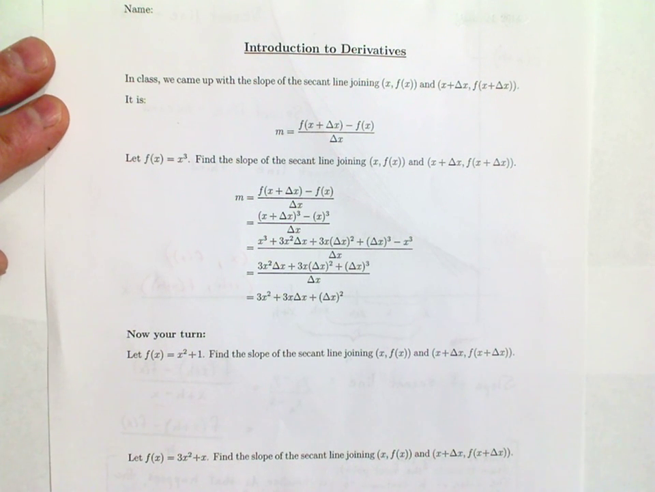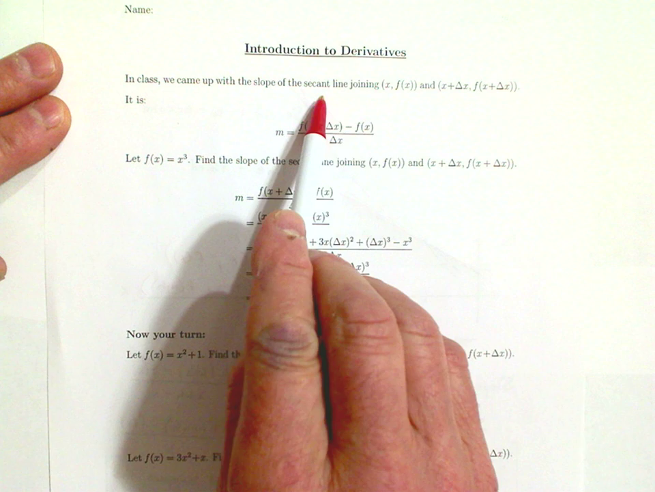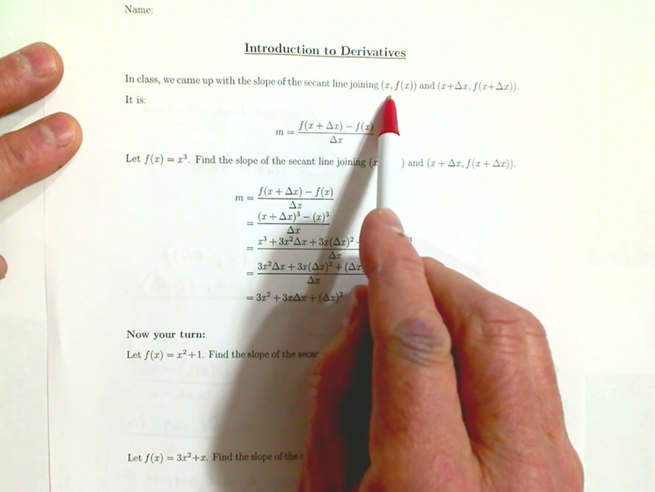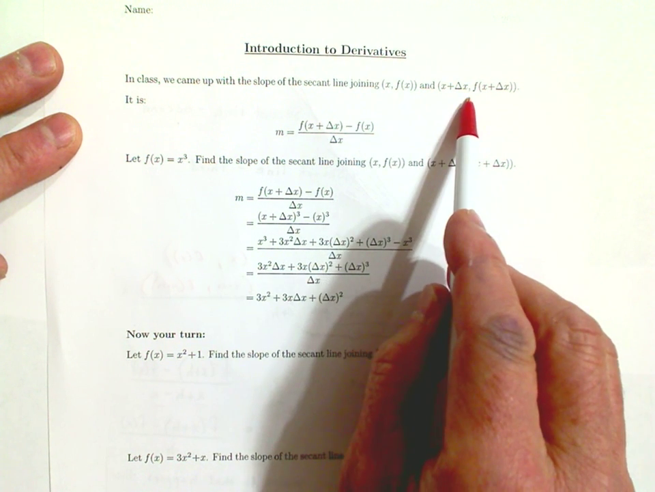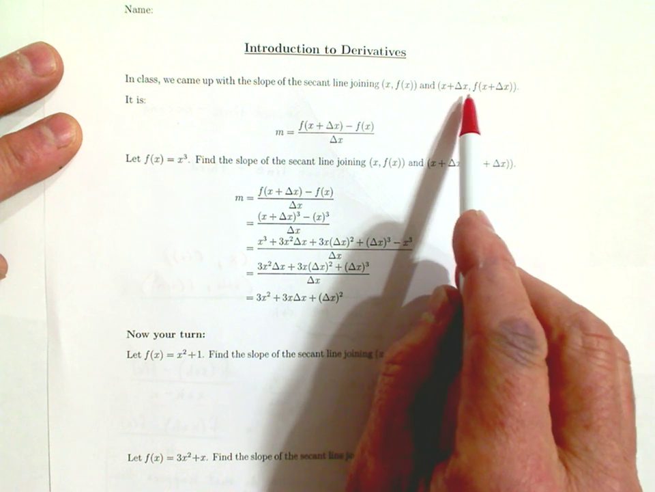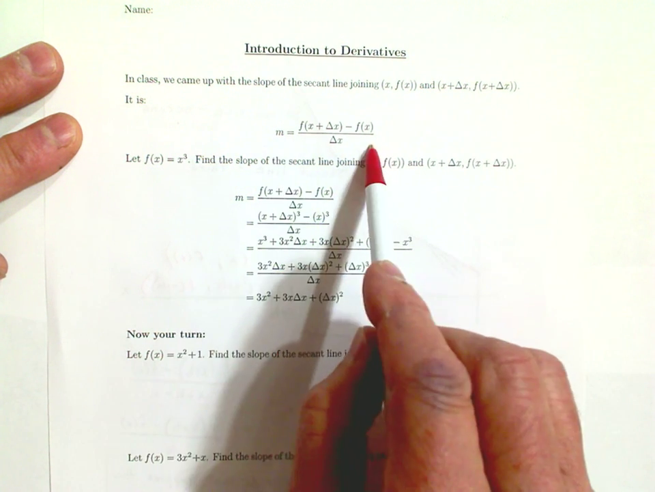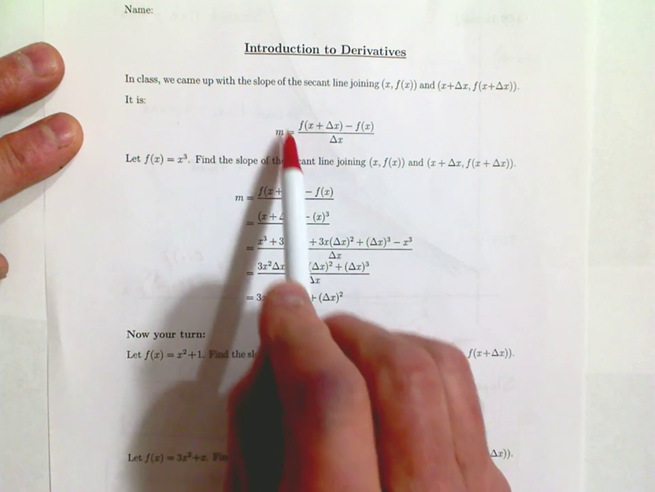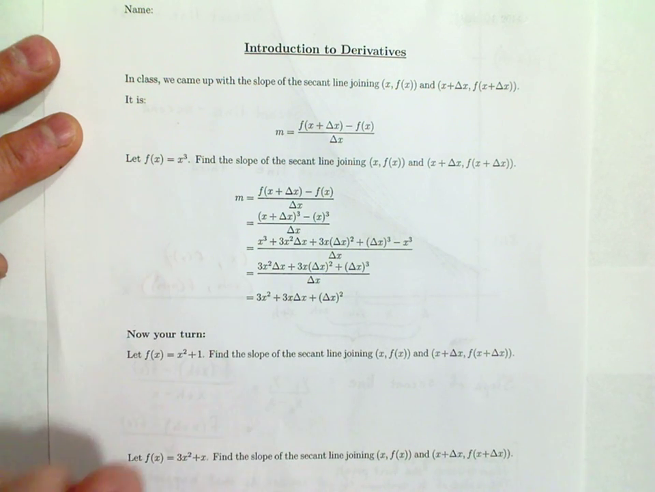All right. So we, not in class, we just now came up with the slope of the secant line joining the point x, f of x, and then the second point, x plus h or x plus delta x, f of x plus delta x. So this slope, as we derived on the previous page, is this. Okay, so let's look at our first equation.